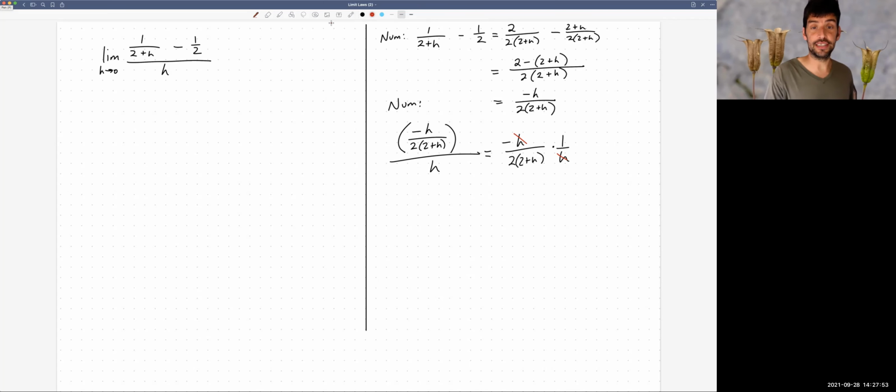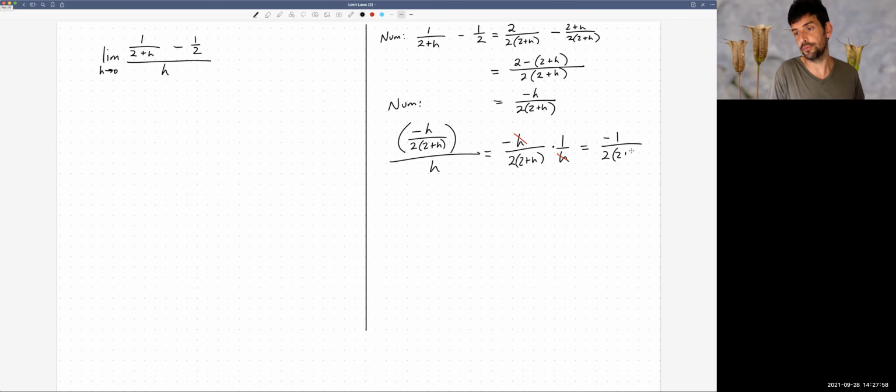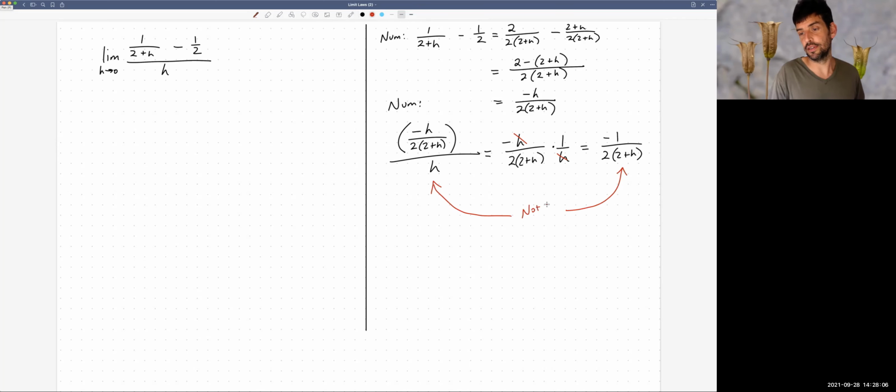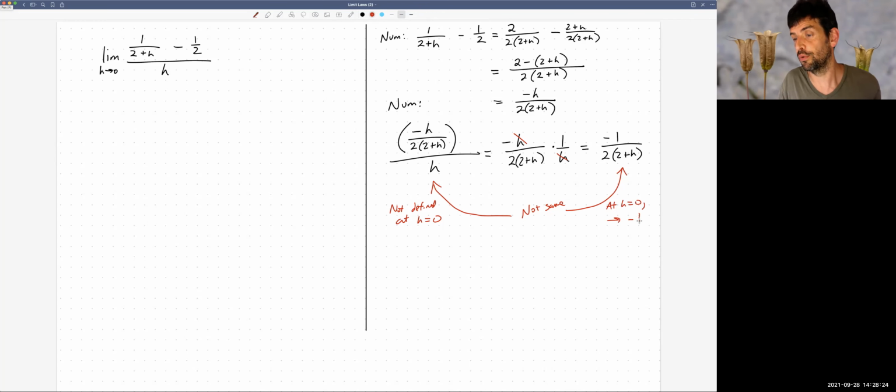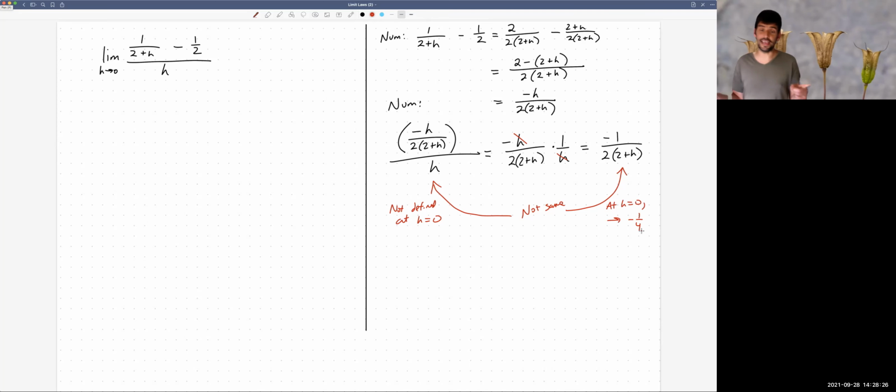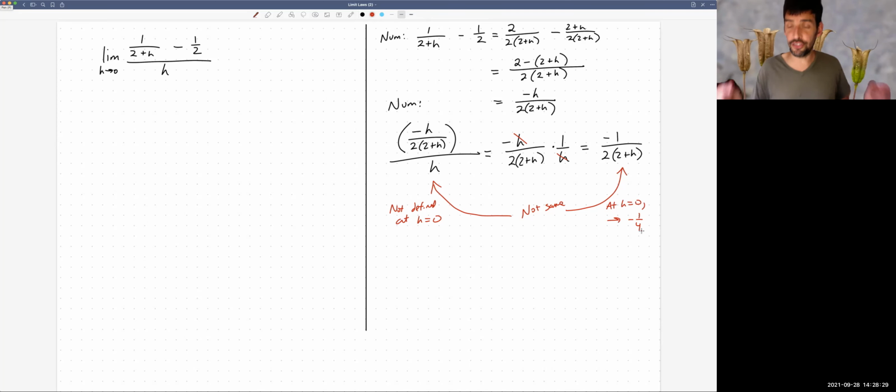Once again, the thing that I'm ending up with, negative 1 over 2 times (2 plus h), I'm writing equals, but these are not the same, right? This one is not defined at h equals 0. This one is. This one is defined when h equals 0. We get negative 1/4, right? So they're not the same at that point, but they are the same everywhere else.